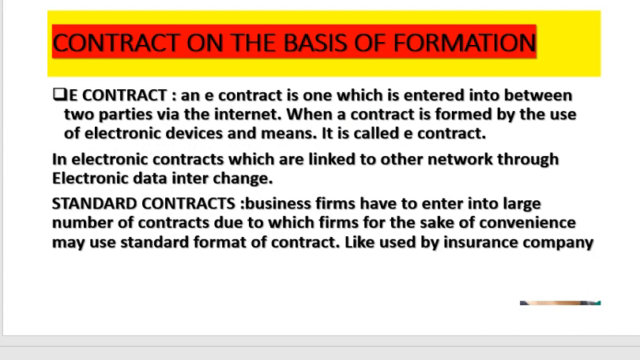Standard contract means that a business firm has to enter into a large number of contracts, due to which the firm, for the sake of convenience, may use a standard format of contract. It means they have already printed forms of contract, which are used by the insurance company, the hotel, and the railway.